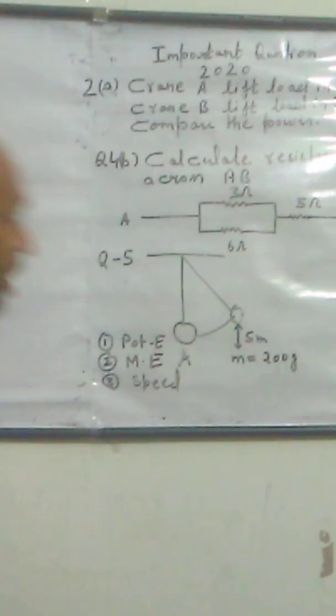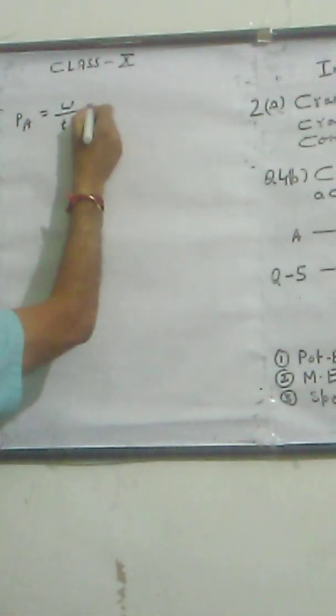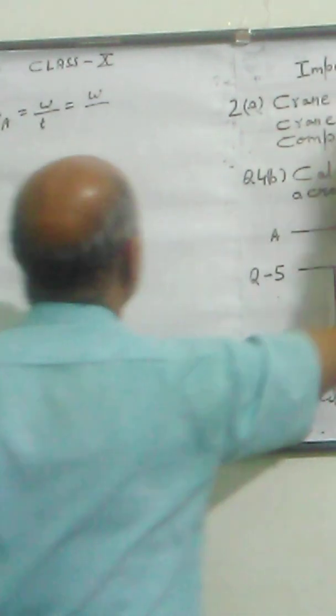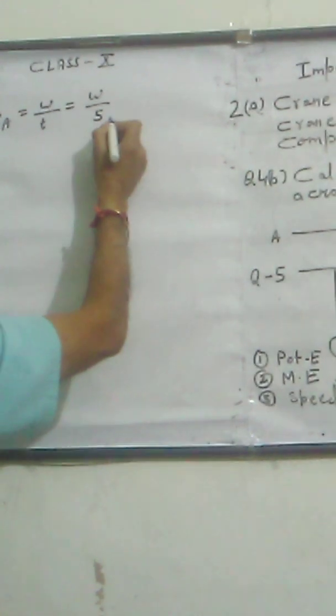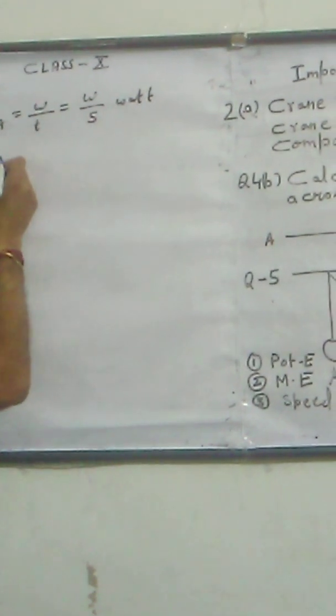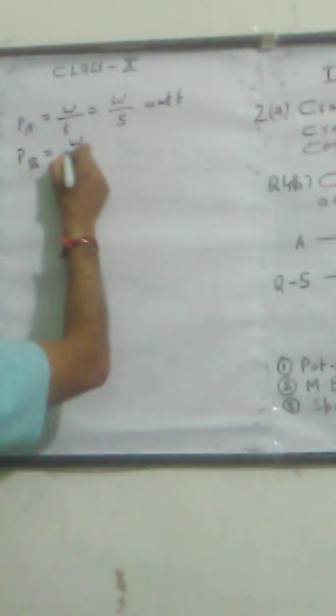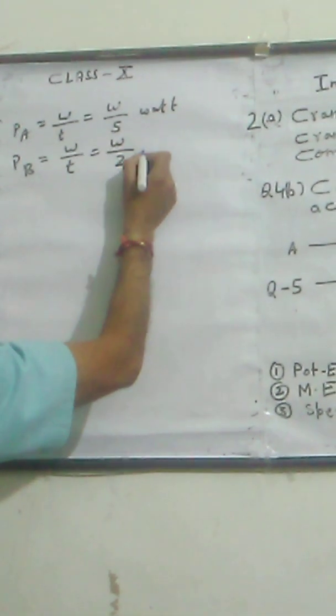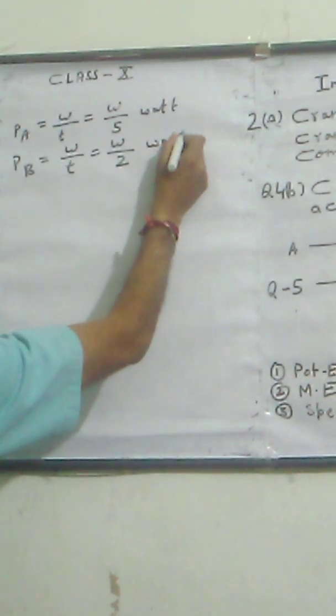So let us find the power of A. Power of A means W upon T. W is W only, and T is given to us: T is 5 seconds. So write 5 here. This is the power of A, this much watt. Don't forget to write the unit. Then the power of B will be W upon T again. In this case, W is W and T is 2 seconds. So this much is the power.